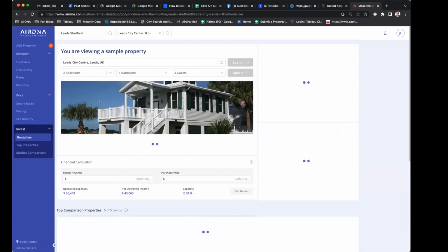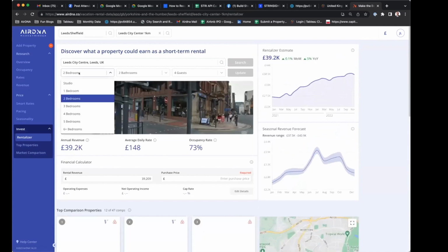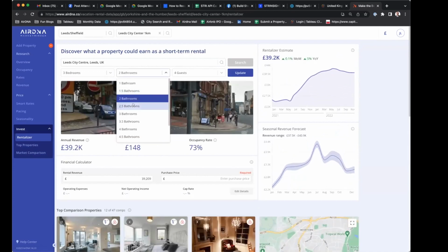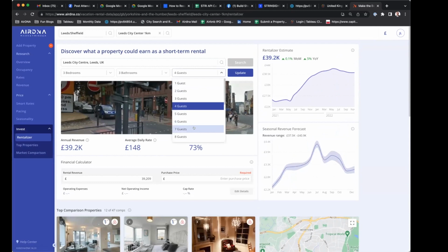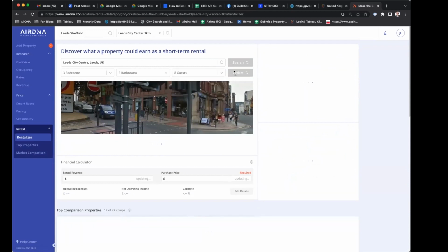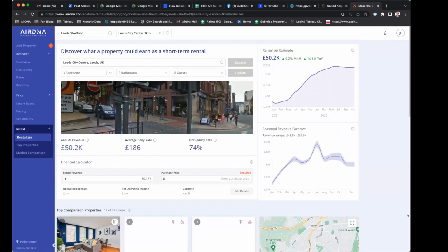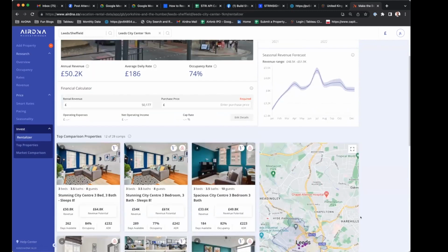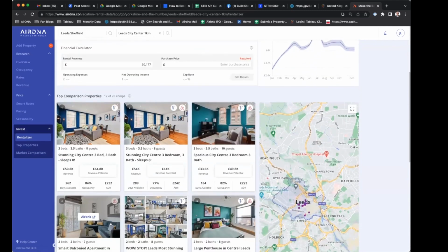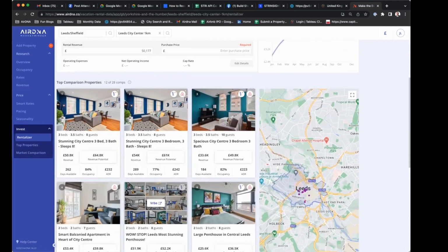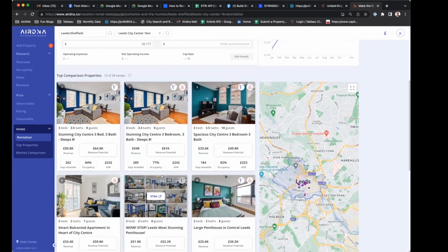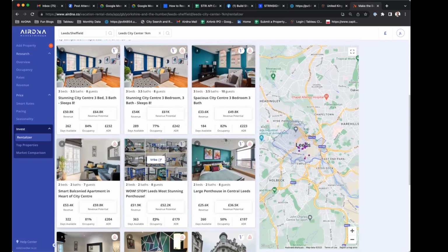Could do the city center, yeah. Just like, for example, I can say 3-bed, 3-bath, and let's say we can accommodate 8 guests. Yep. So now it's going to pull back property comparisons. What's operating that sort of best matches that comparison? And now you're going to see exactly what the comparable properties are, and what are they earning?